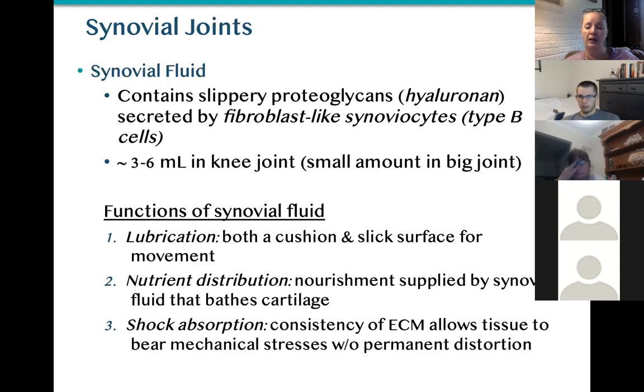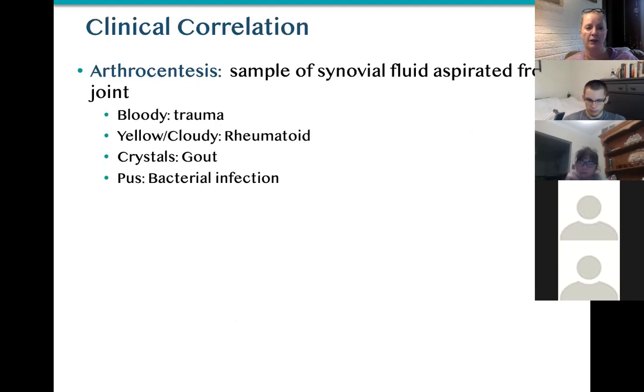And the other big thing is with having all that water, with that gel-like consistency, the consistency of the extracellular matrix will allow you to bear stress on your joints without having permanent distortion of the joints. So therefore, it's a shock absorbing quality.